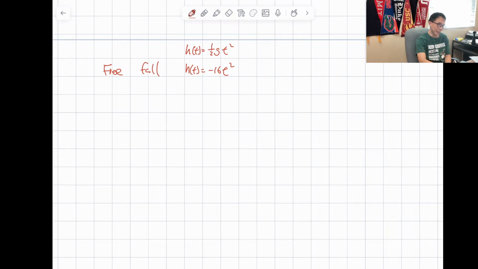In physics, you're not going to see negative 16. You're going to see meters per second, which is negative 4.9 t squared. Or sometimes in your physics class, you're going to see negative 5 rather than 4.9. In your physics class, do you see negative 5 or 4.9?